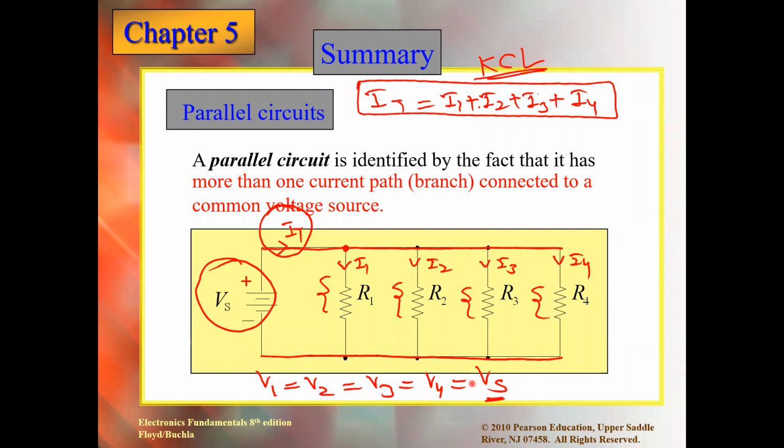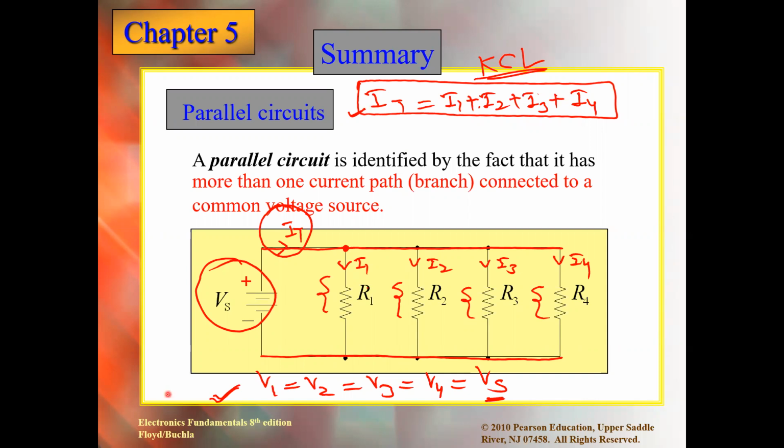Is it clear? Yes. So it is different from the series. In series we have the same current, but here we have the same voltage. In series it is the opposite: we have different voltages, but here we have different currents. So this is the concept. This is the difference between series and parallel circuits.